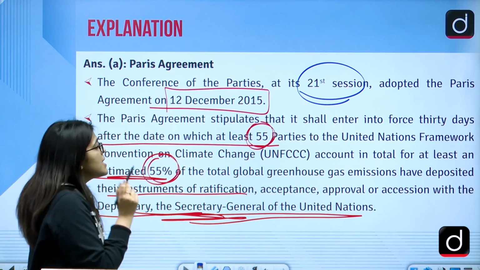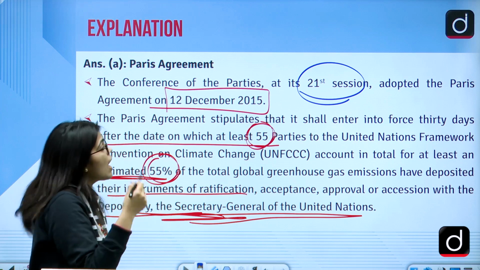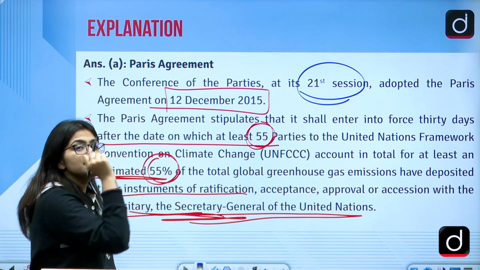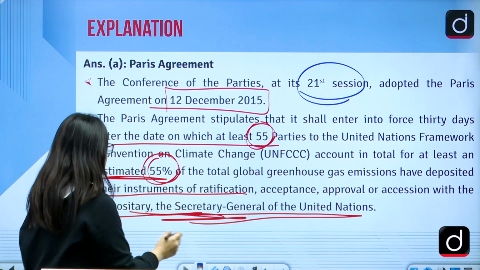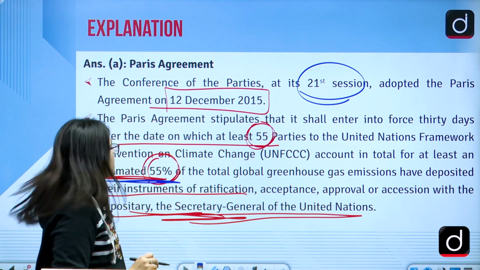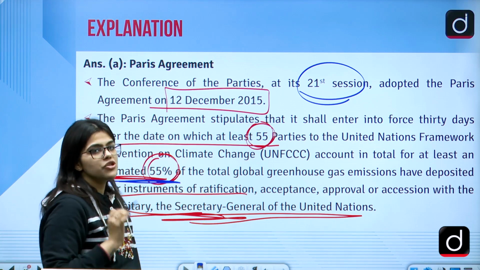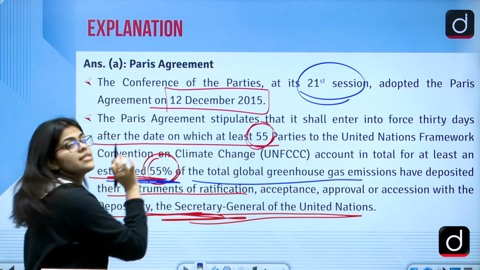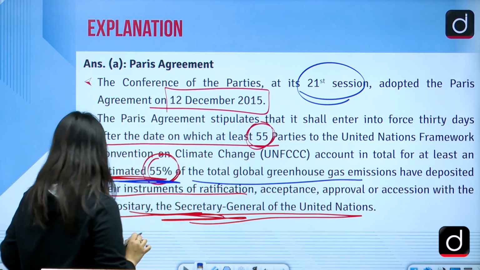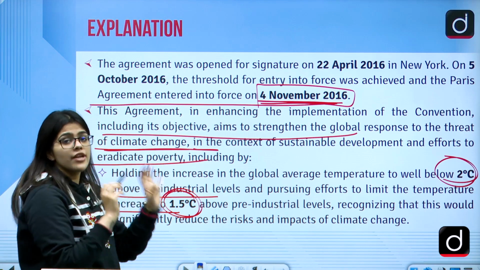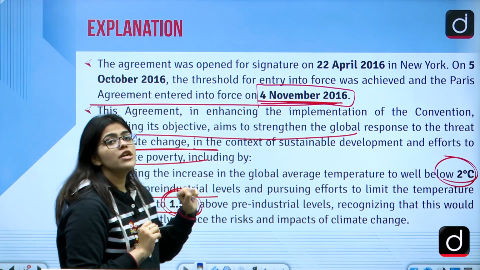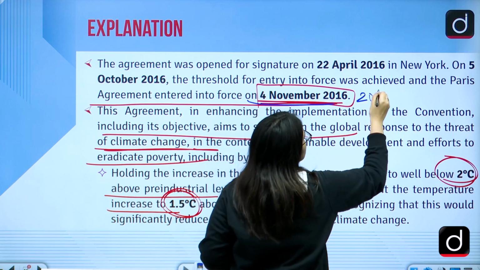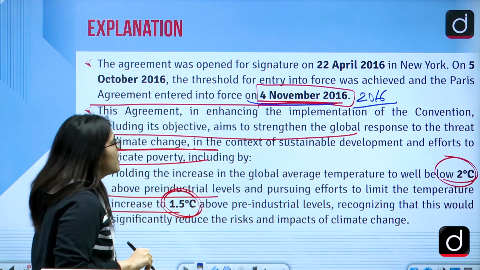Where? In Paris. They said that we will start and it will come into force 30 days after at least 55 parties that are part of the UNFCCC agree, covering the estimated 55 percent of the total global greenhouse gas emissions, that is the total greenhouse gas emissions deposited. So they agreed to that. Then what happened? They signed the document on 22 April 2016, and finally it started on 4th November 2016. This was how the Paris Agreement was born.